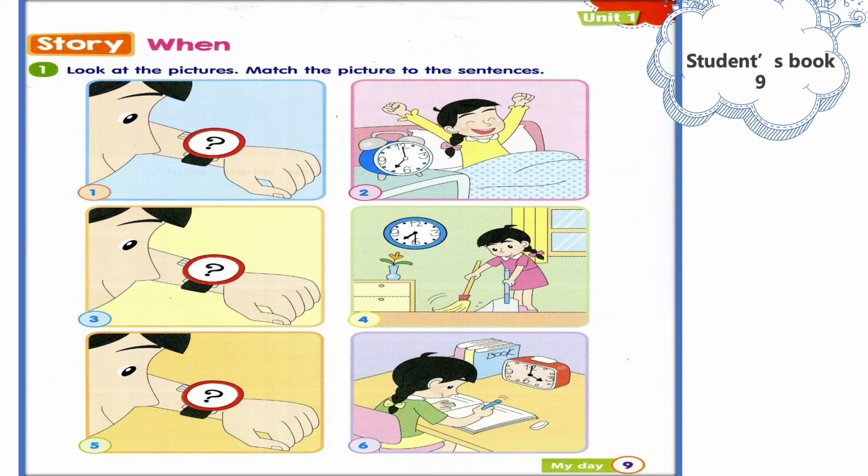Okay, students, let's check together. Number 1, you have to match into number what? Number 2, 4, or 6? Number 2. How about the number 3? You have to match it in number 4. And lastly, number 5, you have to match in number 6. Who among you here got perfect? Well done.